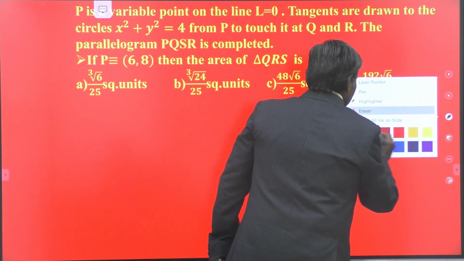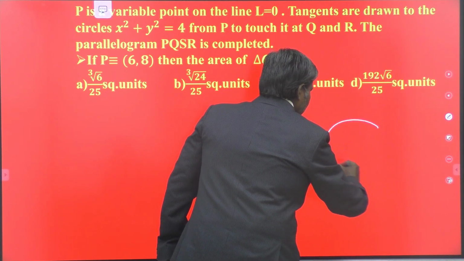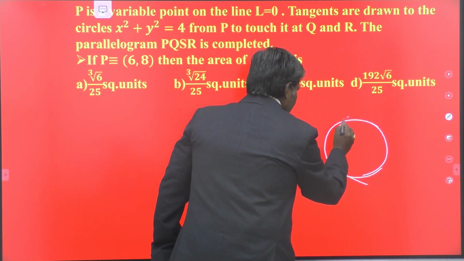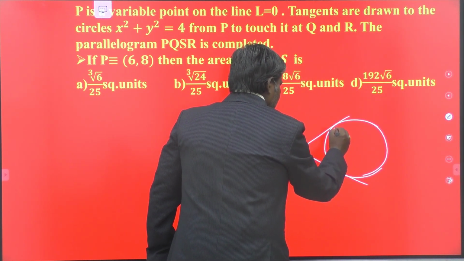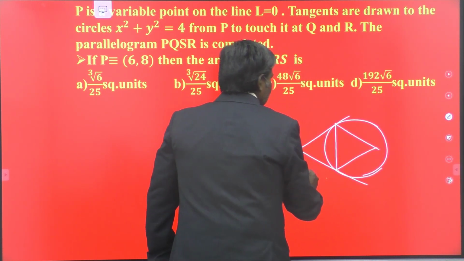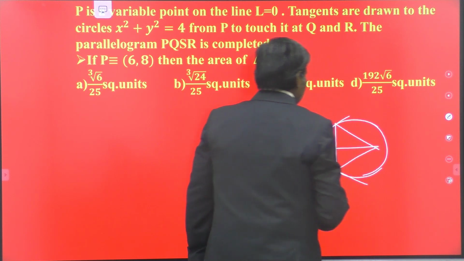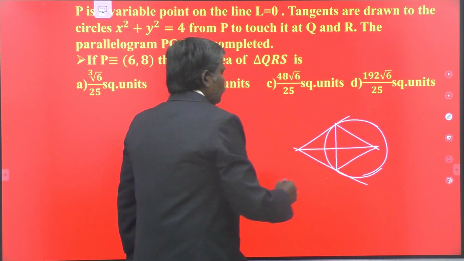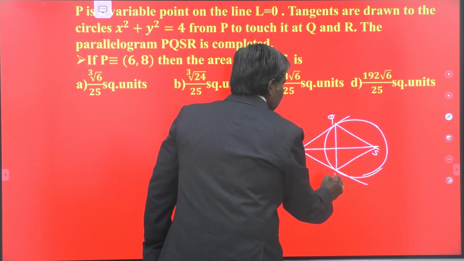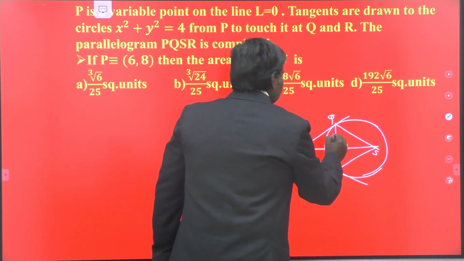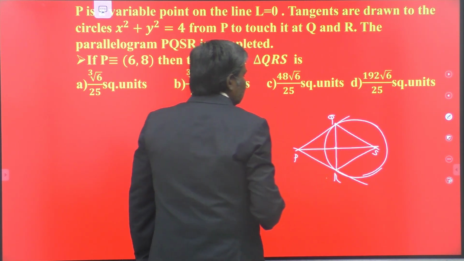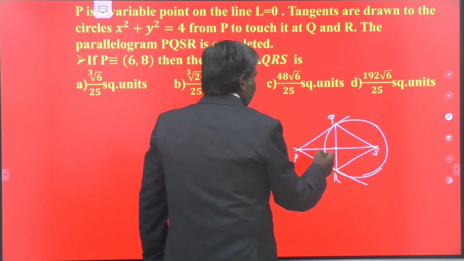Here, this is the circle, this is your point say. So this is the chord of contact. In this manner we have this. This is S say, this is P, this is Q, this is R. Now this is the parallelogram. Diagonals bisect each other here.